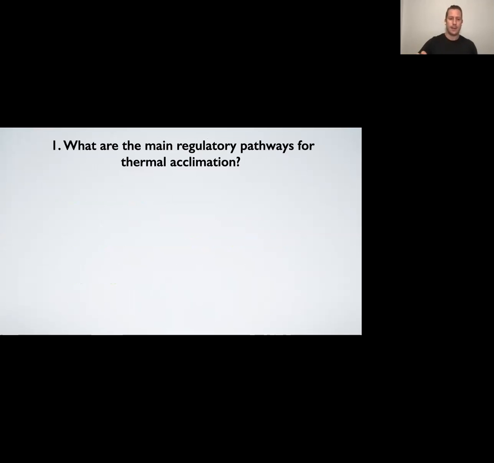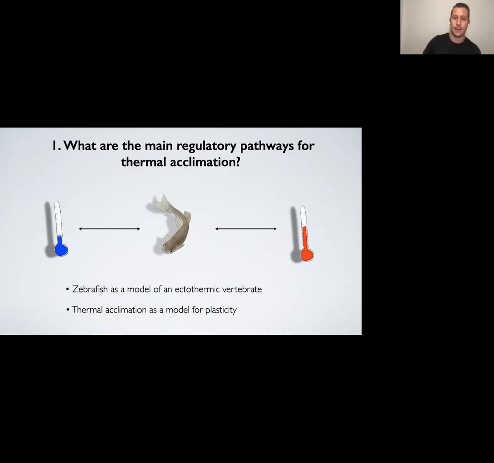So during my PhD, I was looking for upstream regulatory pathways for thermal plasticity in ectotherms. So I focused on zebrafish as an ectotherm model, and I focused specifically on thermal plasticity. But really I'm looking in the bigger picture, trying to identify what are the regulatory mechanisms that integrate environmental cues with molecular and cellular responses, so for plasticity in general.